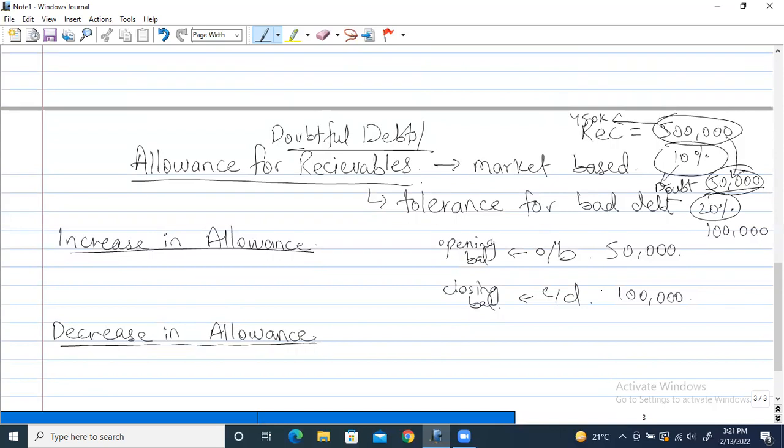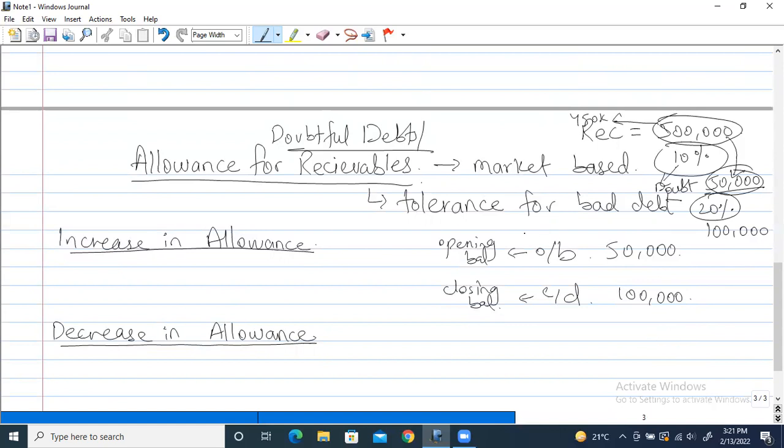So COVID came in 2020. If I talk about here, it came in March 2020 and April 2020. The cases start to rise. So what happened is that businesses started to close. Cash shortage was very much severe among the businesses. So this is a perfect example that now we are tolerating more amount of doubtful debts.